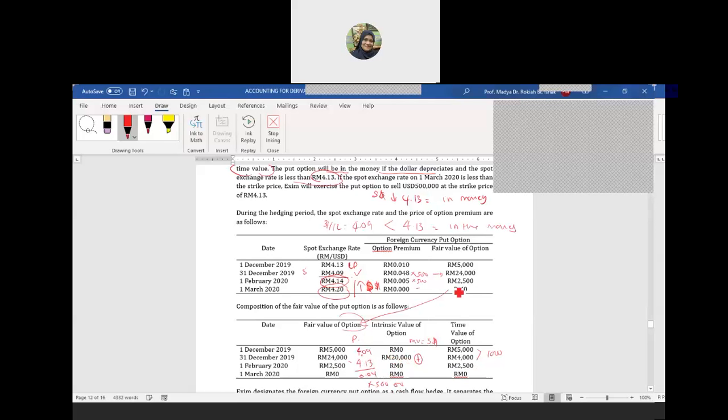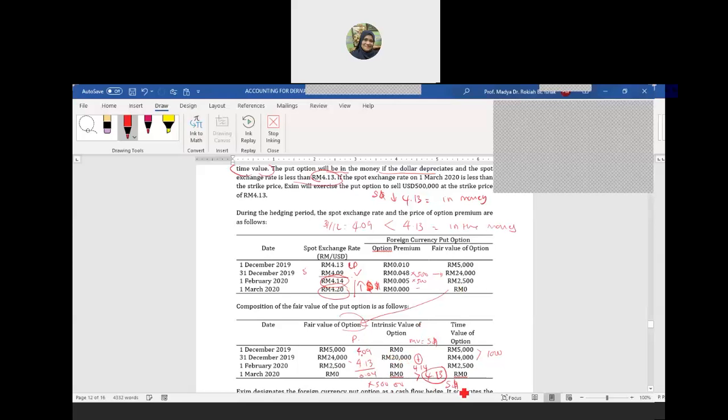Okay, and then we come here, we can look at the next one, the fair value of the options that you have here is 2,500. During this time, the price becomes 4 ringgit and 14. So at 4 ringgit and 14 here, we're not going to exercise. 4 ringgit and 14 here is higher than 4 ringgit and 13. So 4 ringgit and 13 here is your strike price.